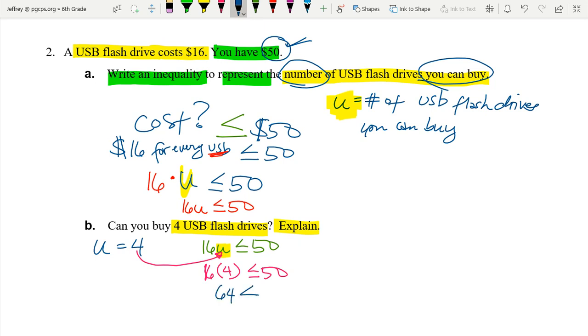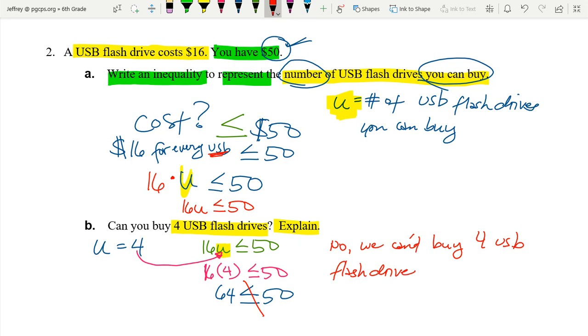So is 64 less than or equal to 50? And the answer is no. So no, we can't buy 4 USB flash drives because 4 is not a solution to our inequality 16U is less than or equal to 50. Because if we buy 4 flash drives, it would cost us $64, which is more than what we have. We only have 50 bucks.